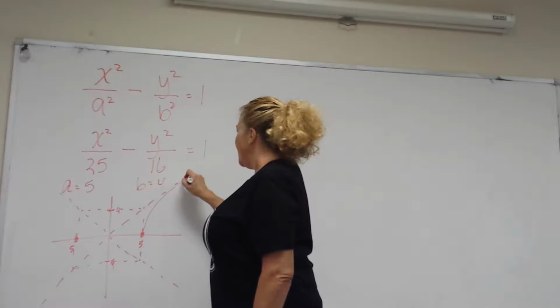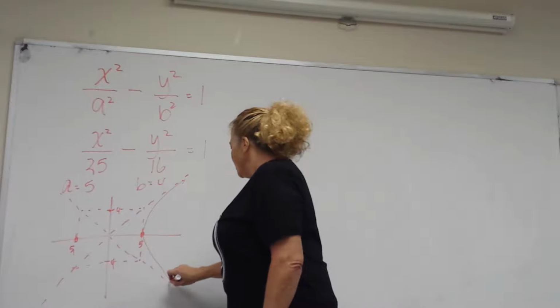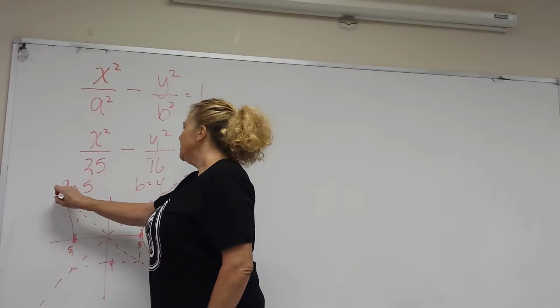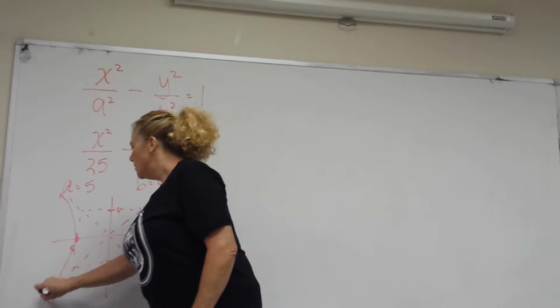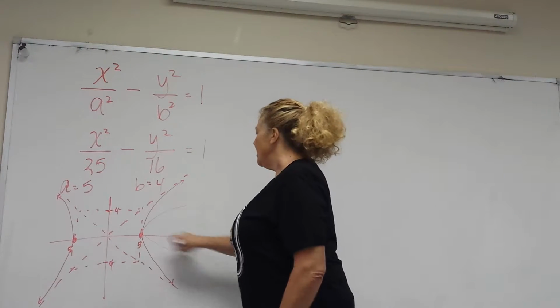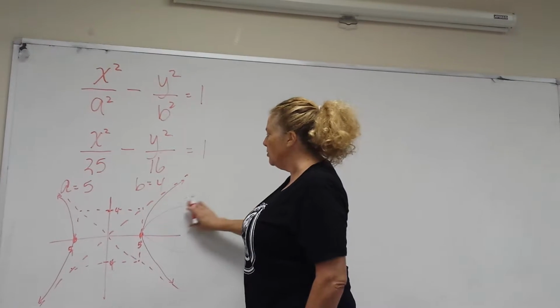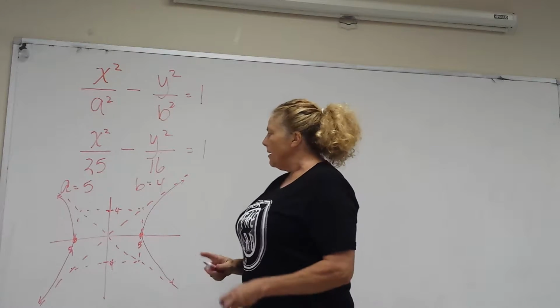And then you sketch going towards the asymptotes but never crossing them. Okay? I don't want to see sketches like this. Okay? You do get close to the asymptotes. Okay.